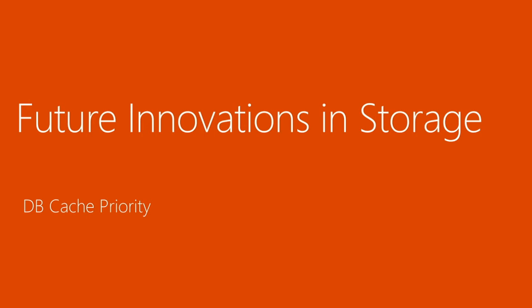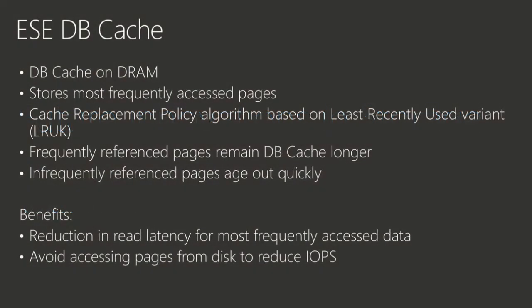So that was SSD caching. Now we know that memory has improved, right? So we should take advantage of that as well. So here we have DB cache priority. Now get your mind out of the SSD caching. This is a bit more of a traditional cache, so we're using our DRAM here. As you know, Exchange databases have a DB cache, and we put that onto the memory.